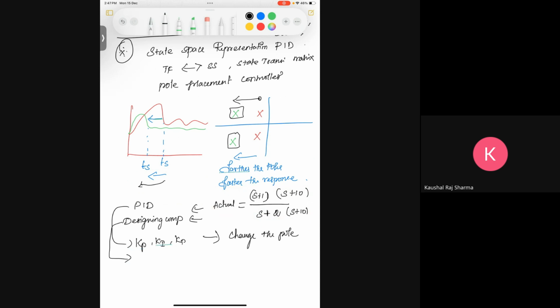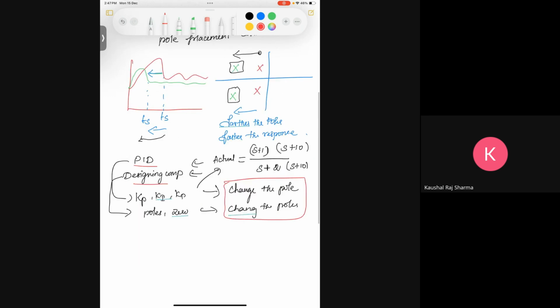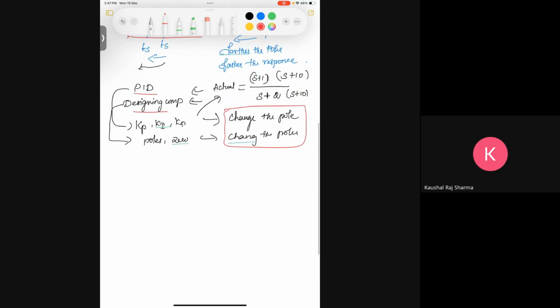In designing a compensator, I have included more poles or zeros like this, so that I can change the poles of the system and get the desired state response. So ultimately the aim is the same, but the analysis is different. By using different kinds of methods, we try to do the same objective. Now we are also going to do the same objective, but in a different representation, that is, the state space representation.